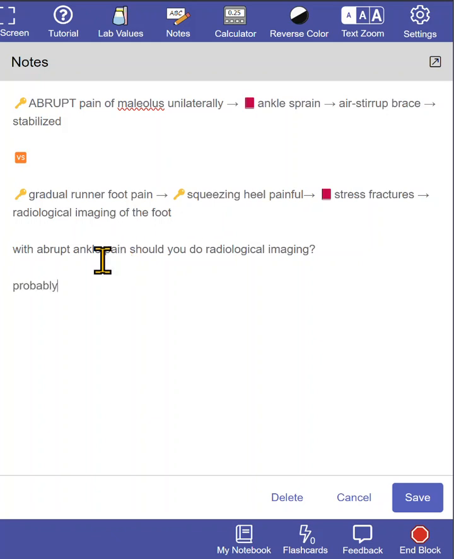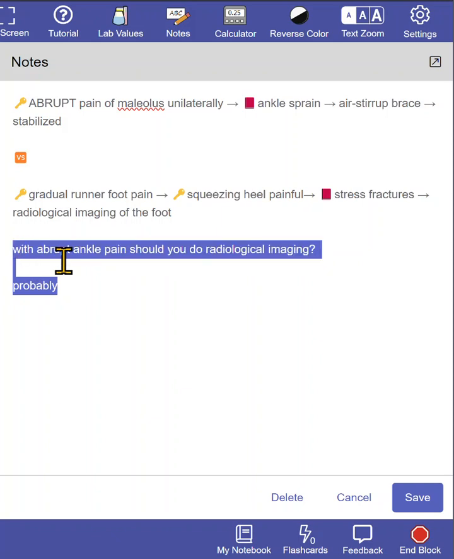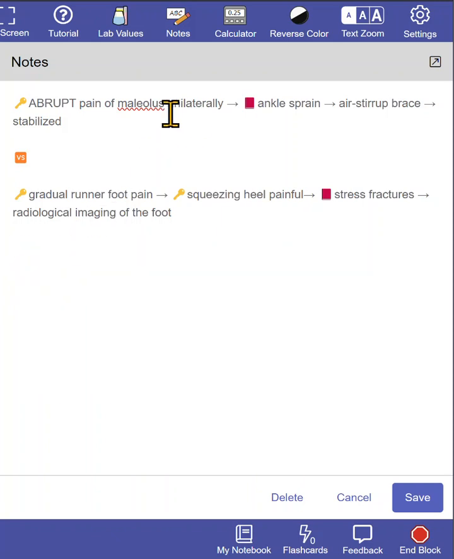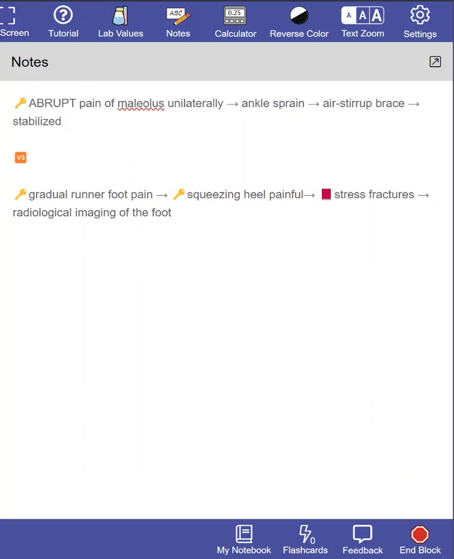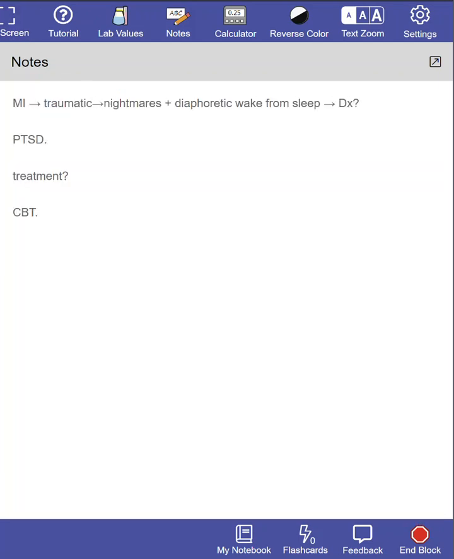So if you had malleolus unilateral pain and it was abrupt, it's not likely to be a stress fracture, but that doesn't mean it can't be a fracture of another kind. So I'm not going to write down that this vaguely is always going to be ankle sprain, because although you would have pain on the malleolus unilaterally, it could be other things.